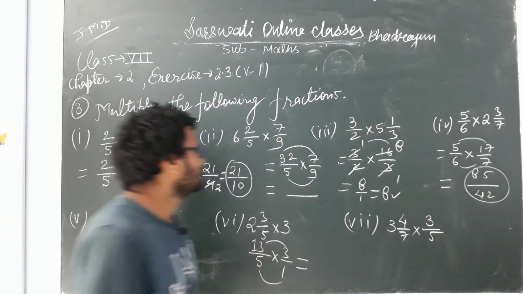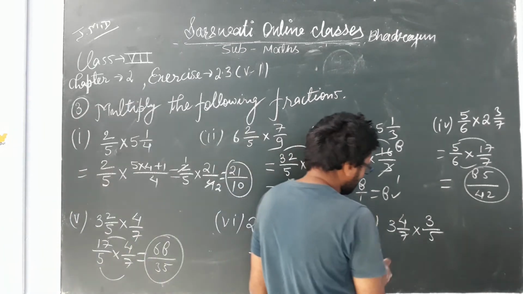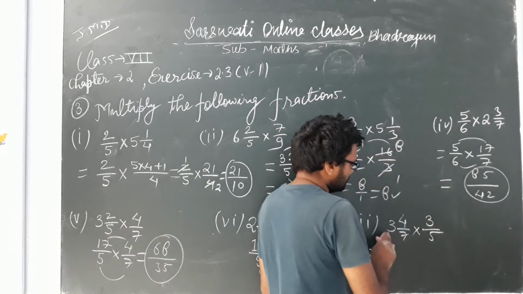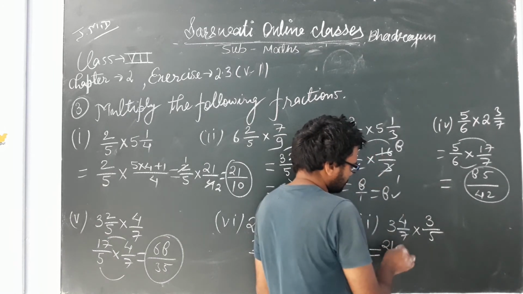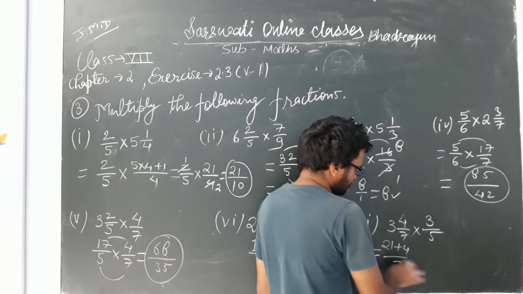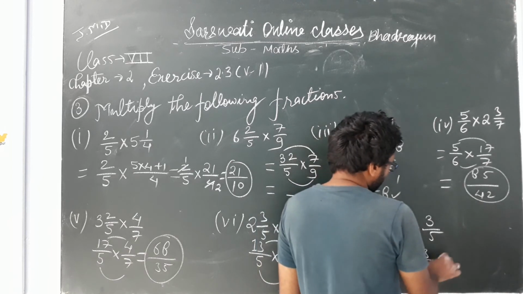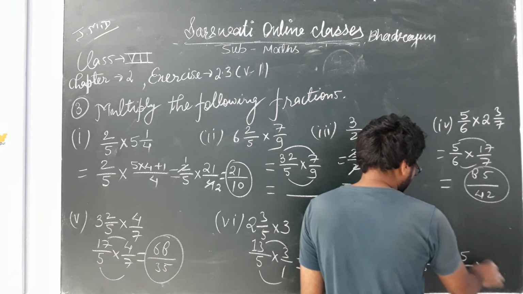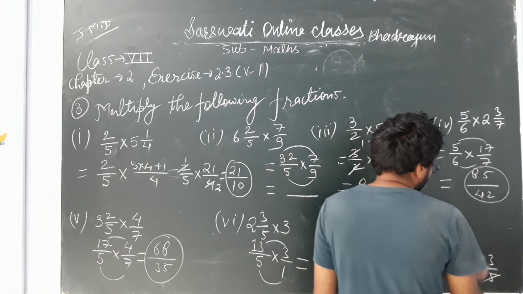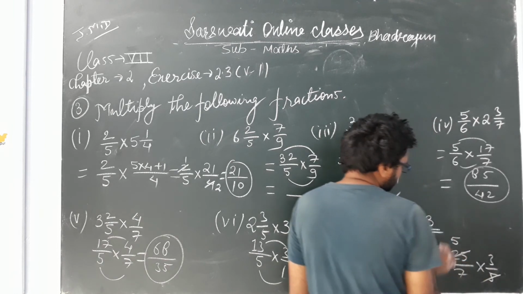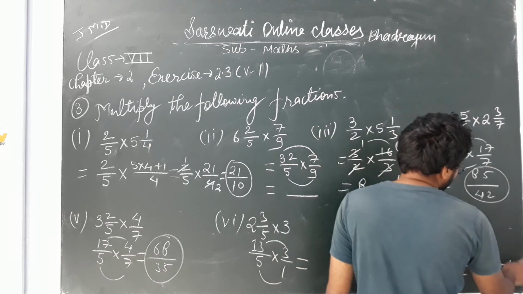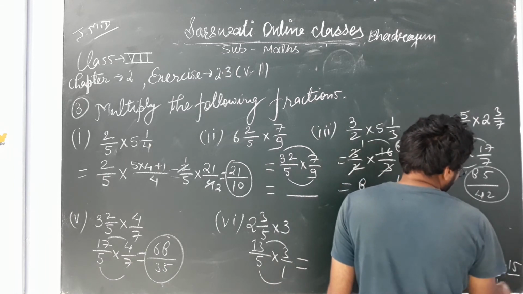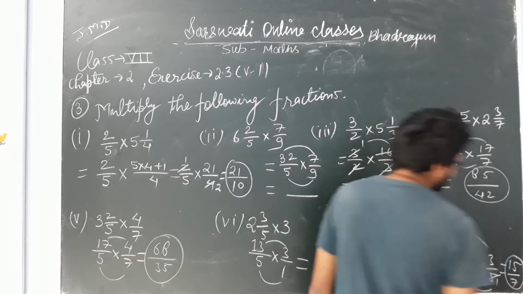Okay, so next one is this one. 3 7s are 21, 21 plus 4 upon 7 multiplied with 3 upon 5. Okay, this is 25 upon 7 multiplied with 3 upon 5. We will cancel: 5 5s are 25, 5 3s are 15, 15 upon 7 1s are 7. Our answer is 15 upon 7.